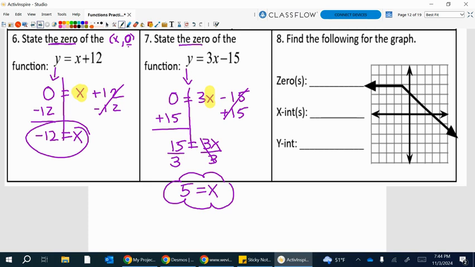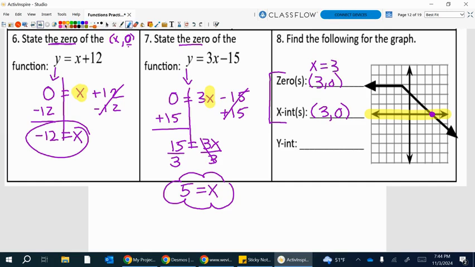Okay, now we're going to do the same thing, but we're finding it from a graph. I know that the 0 and the x-intercept are the same. It is the point where the graph crosses the x-axis, which is right here. That is positive 3. So that's a 3 for the x and always a 0 for the y. X-intercept and 0 is the same thing, so I'm going to write it again. Another way to write the 0 is x equals 3.